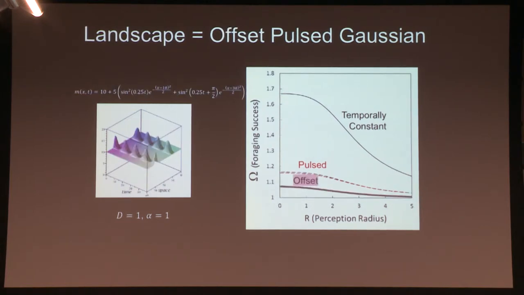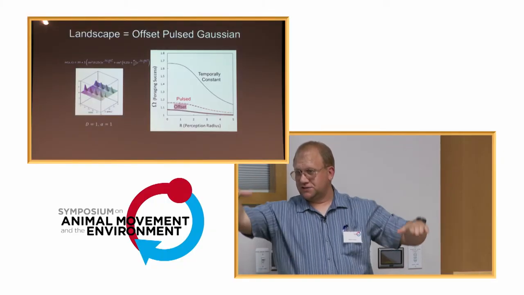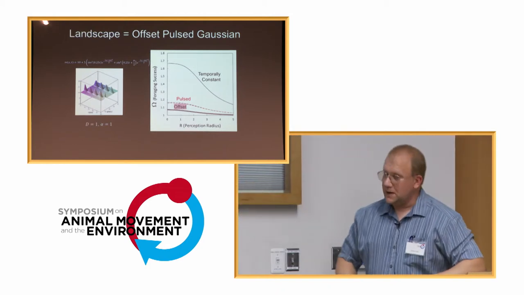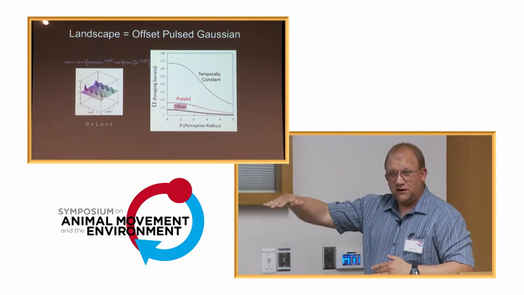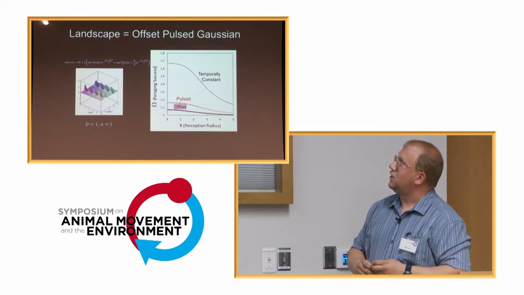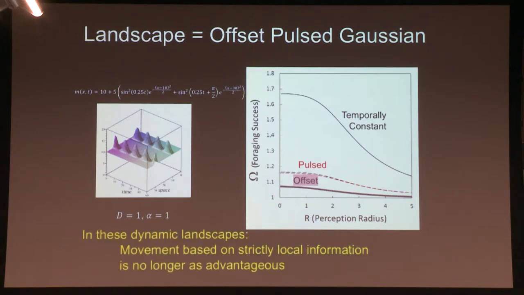We could have an offset landscape. Now we have two pulses that are asynchronous with each other. This is like a migration landscape, you might think, where there's a resource pulsing, but it's out of sync at two different ends, two different poles of the migration. Okay? That just lowers the bar across the board. You still have that peak of omega at r equals zero, but the offset nature of the available resources doesn't change the idea that you don't want extra information. Still, you can do the best by just focusing on conditions immediately locally. Okay?